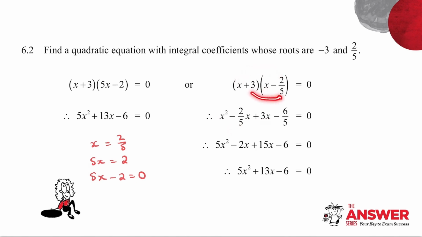So multiply each term together. You've now got an equation with fractions, so multiply by your common denominator, which is 5, and you get that. Collect together the two terms in x, and you get exactly the same quadratic equation. So it doesn't matter which way you do it, both of them will give you the same answer, where you're having a quadratic equation with integral coefficients.